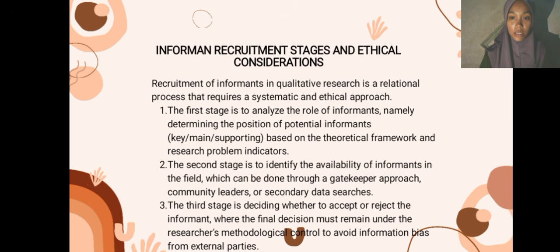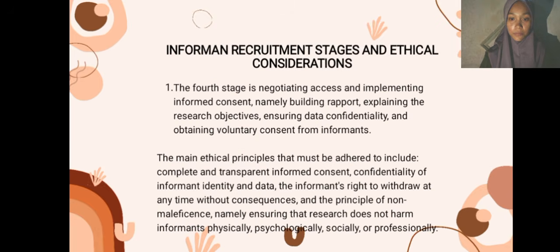The third stage is deciding whether to accept or reject the informant, but the final decision must remain under the researcher's methodological control to avoid information bias from external parties. The fourth stage is negotiating access and implementing informed consent, namely building rapport, explaining the research objectives, ensuring data confidentiality, and obtaining voluntary consent from informants.